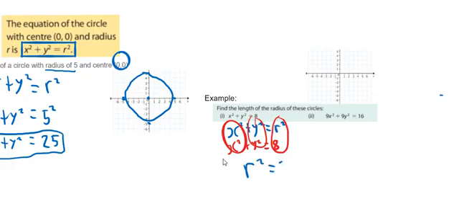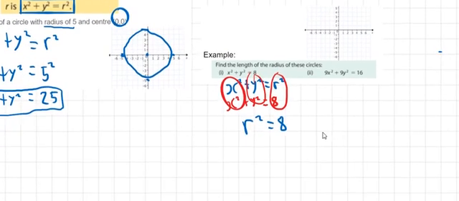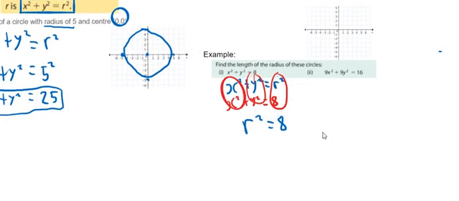So r squared equals 8. If r squared equals 8, then you just do the opposite of squaring. And you should know that the opposite of squaring is to square root. So r would equal the square root of 8. If you put that into your calculator, it'll come up as 2 root 2. And if you press the SD button, it'll turn it into a decimal for you. But we can just leave it as 2 root 2.